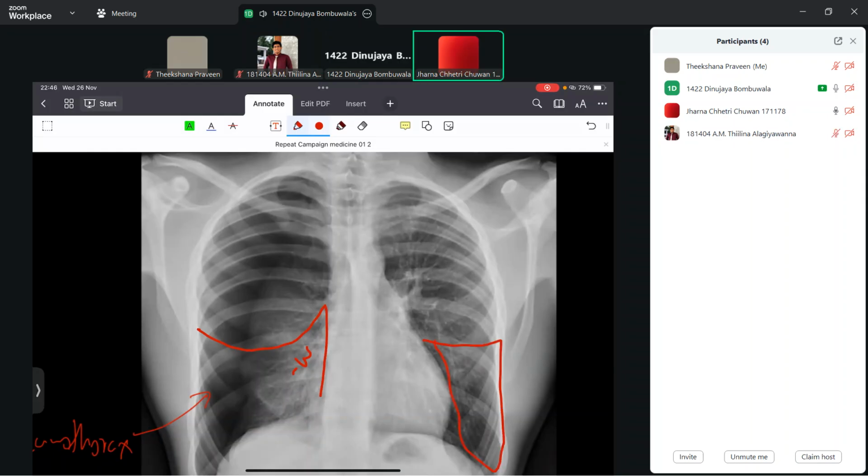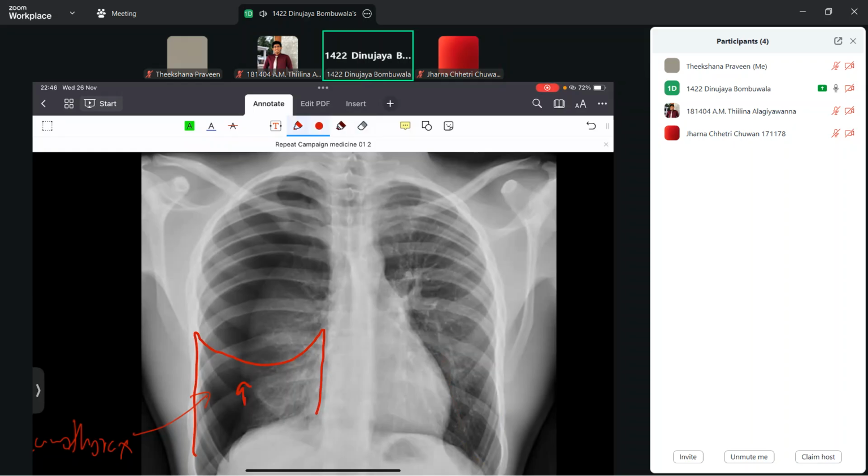Sorry, I got disconnected. You just explained about the pleural effusion, right? Okay, sorry. If there is only pleural effusion, it will be like this, and if there is hydropneumothorax, which is air plus fluid, it will be like this.